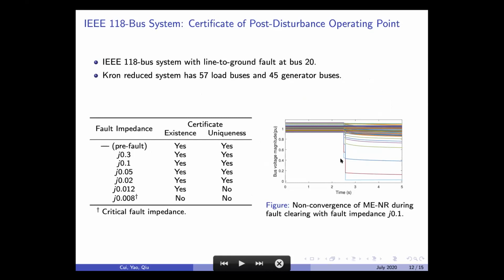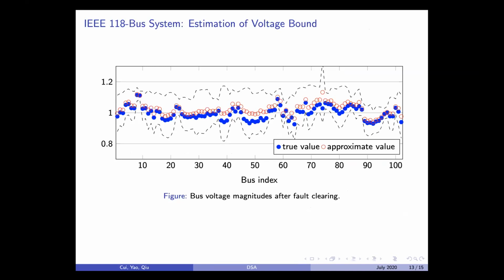We also tried this on a numerical solver based on a modified Euler and Newton-Raphson. And we see that during fault clearance, with fault impedance equal to 0.1 per unit, the solver actually diverges. So it's not able to find the post-fault system state, whereas our algorithm can successfully certify the existence of the solution and also characterize the approximate solution location.